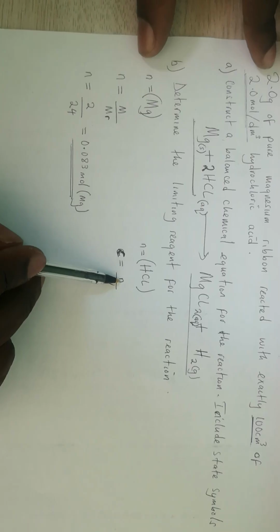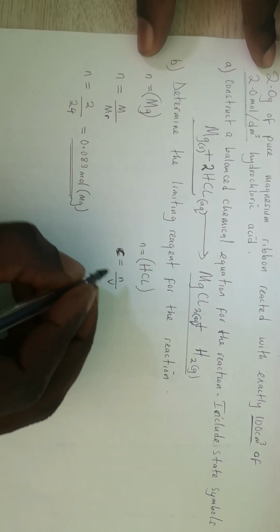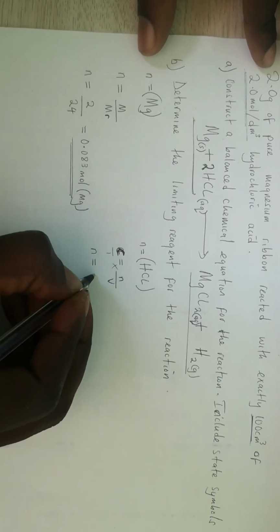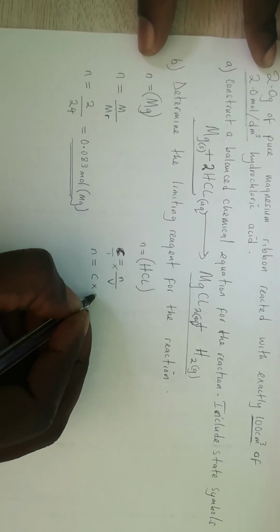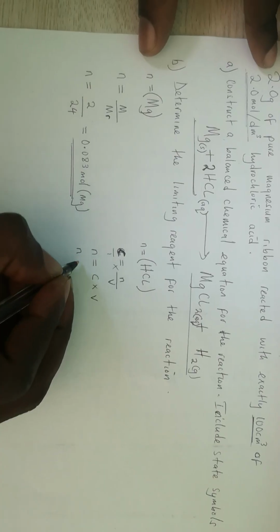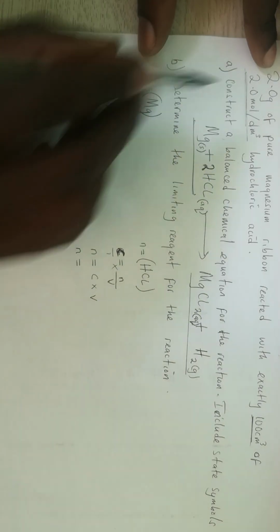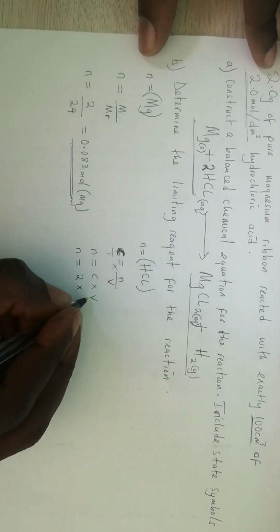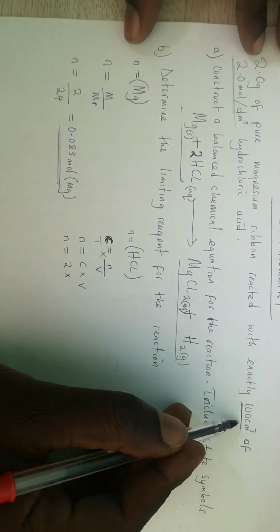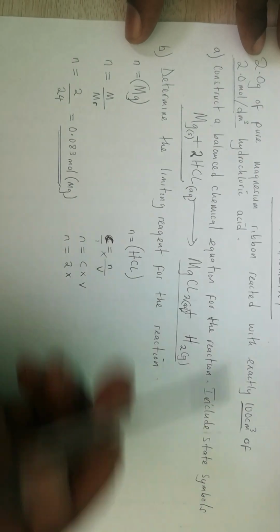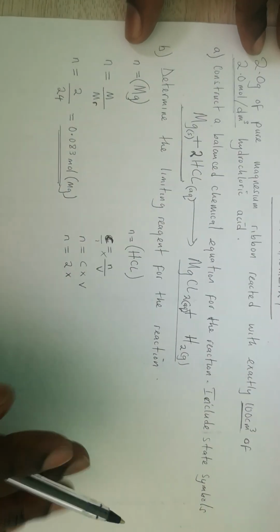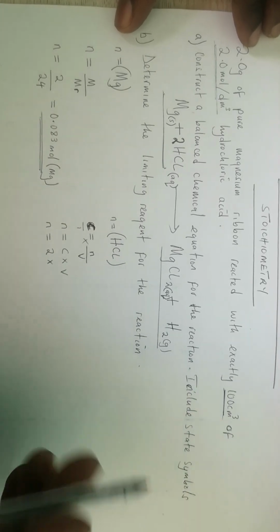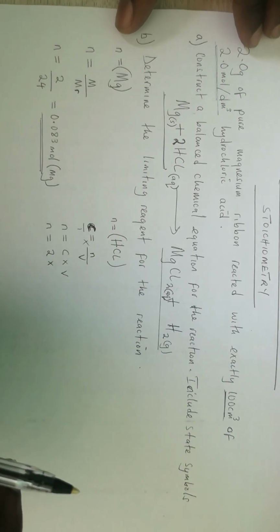But in this case, we are solving for number of moles. So we make the number of moles the subject of the formula, saying number of moles is equal to concentration multiplied by volume. Then we say number of moles is equal to, the concentration given is 2 mole per cubic decimeter multiplied by the volume. The volume given is 100 cubic centimeters. But when you're dealing with concentrations of solutions, you need to ensure that the volume is in cubic decimeters. So we are going to convert this one to cubic decimeters.